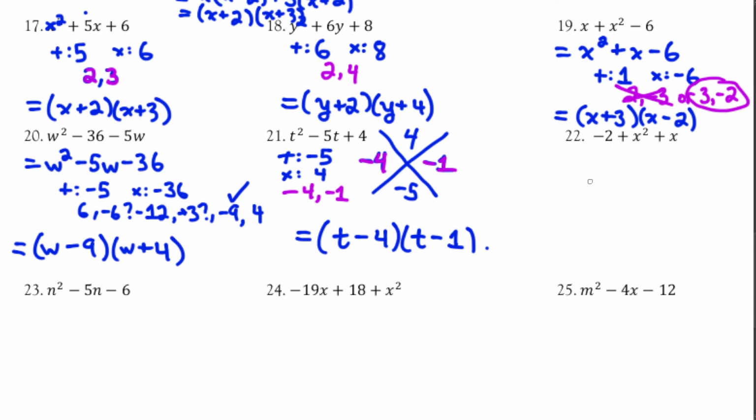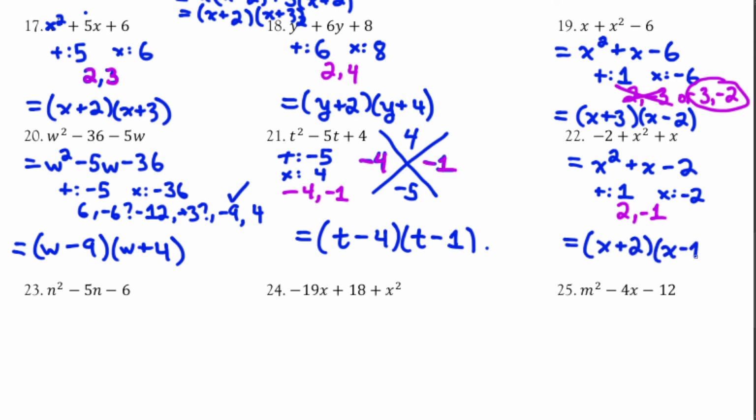Number 22 is all in the wrong order, so first I'll reorder it. x squared plus x minus 2. Now I want my numbers to add up to 1 and multiply to negative 2. Since they multiply to negative 2, one is positive and one is negative. And I need the positive number to be a little larger so that they add up to 1. So I will use 2 and negative 1 for my two numbers. So I end up with x plus 2 times x minus 1.